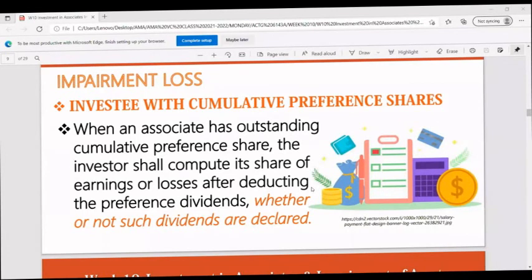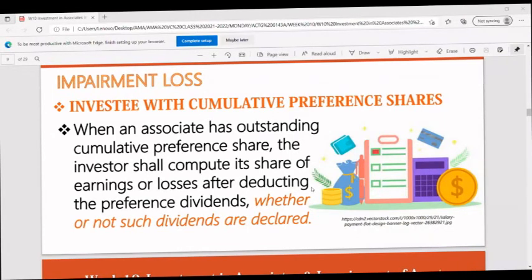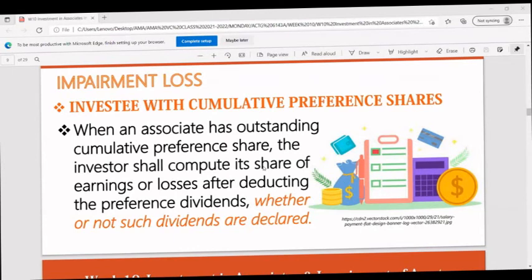So impairment loss, investee with cumulative preference shares. When an associate has outstanding cumulative preference shares, the investor shall compute its share of earnings or losses after deducting the preference dividends, whether or not such dividends are declared. So impairment loss with non-cumulative preference shares. When an associate has outstanding non-cumulative preference shares, the investor shall compute its share of earnings after deducting the preference dividends only when declared.